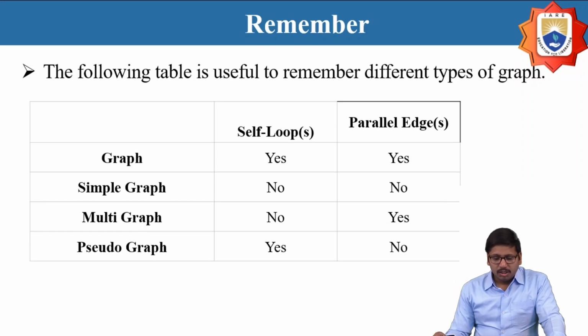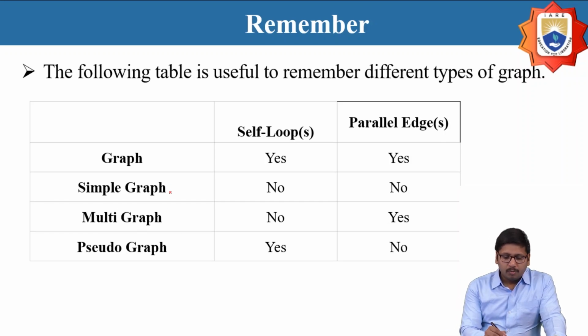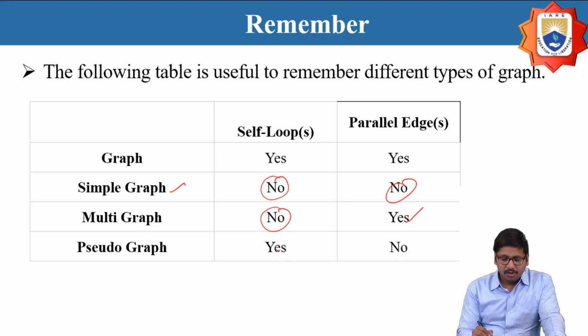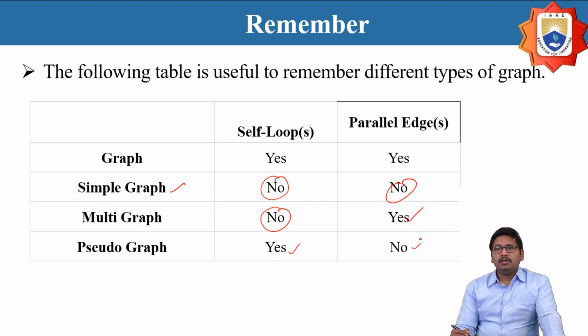And these are the differences that I observed between the simple, multi, and pseudo graph. So if you are going to consider a simple graph, the simple graph may not have self loops and no parallel edges. And a multigraph means no self loops but parallel edges are going to be present. And a pseudo graph means it is going to have self loops but does not have parallel edges.